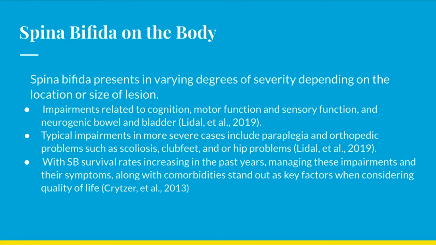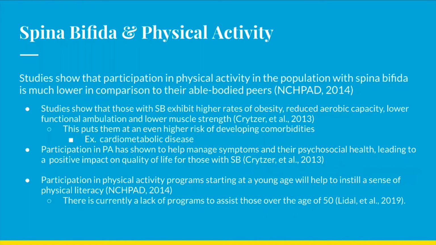In more severe cases, we can see impairments including paraplegia and orthopedic problems such as scoliosis, club feet, and hip problems. Now, in the past few years, we've seen survival rates increasing within the population of spina bifida thanks to technological advancements. So it's been highlighted that managing these impairments and their symptoms along with their comorbidities really stand out as a key factor when considering quality of life as they age.